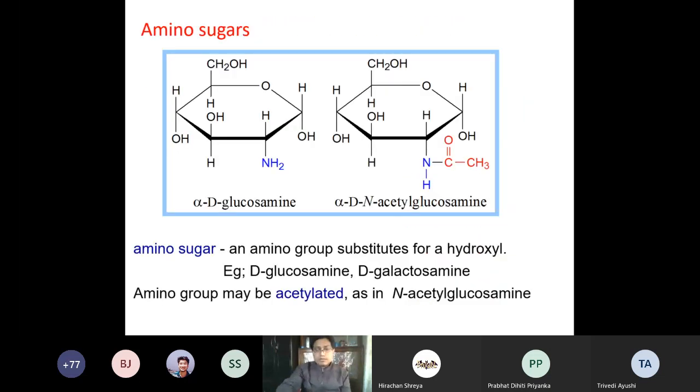Now next is amino sugars. That means amino groups can be added to the sugars. As we can see, alpha D glucosamine. That means in this, an amino group is added. We are talking about the sugar derivative, glucosamine. When this one OH group is replaced with an amino group, this is known as glucosamine.